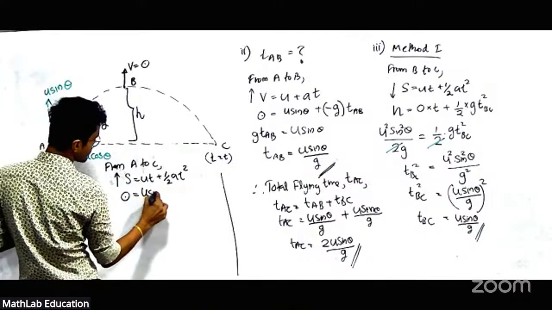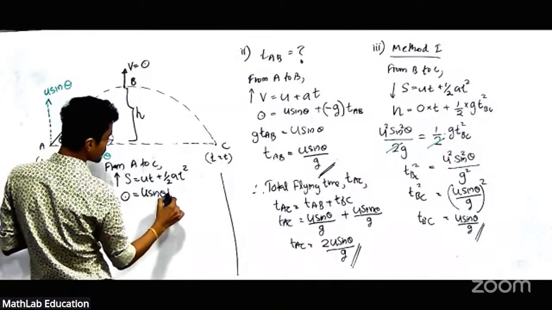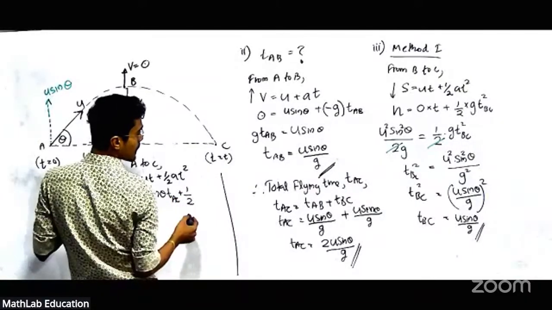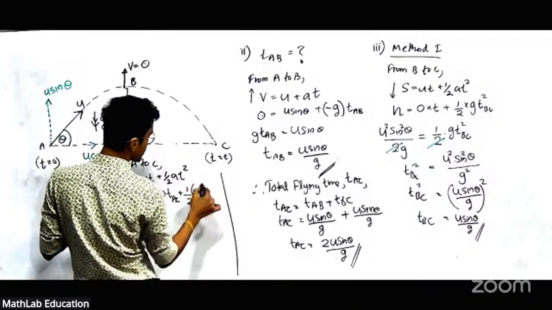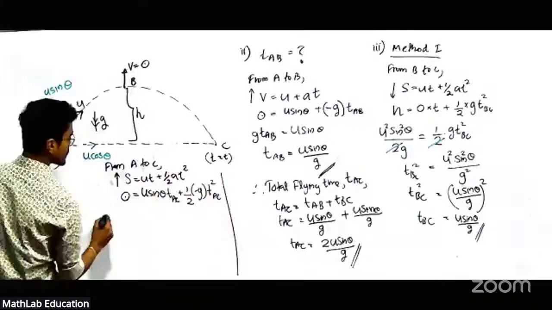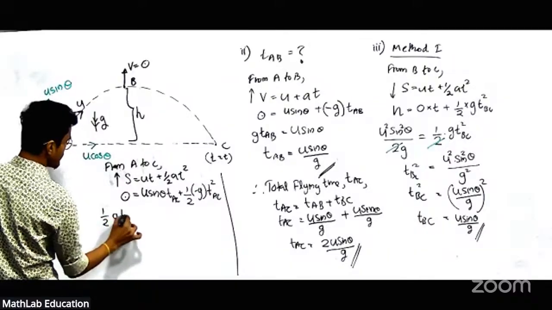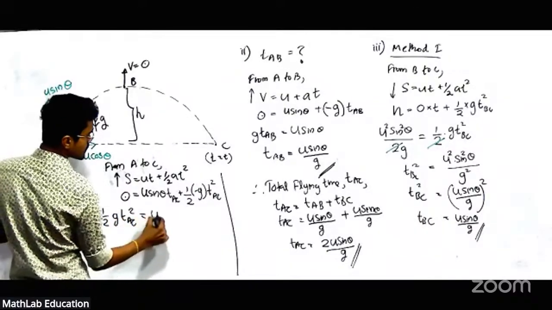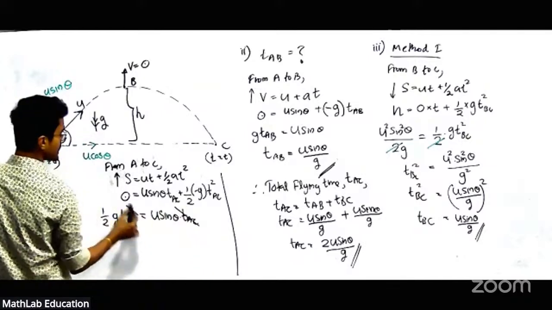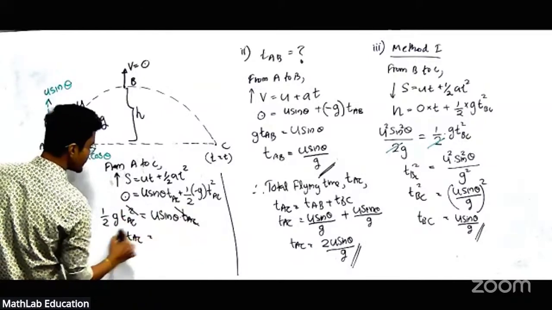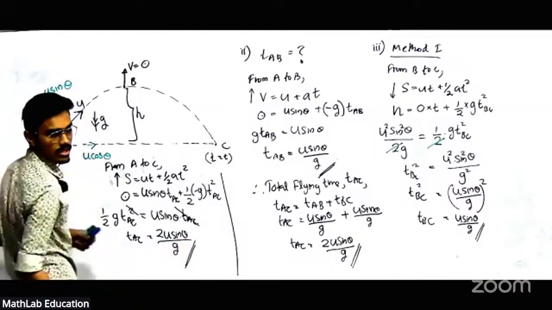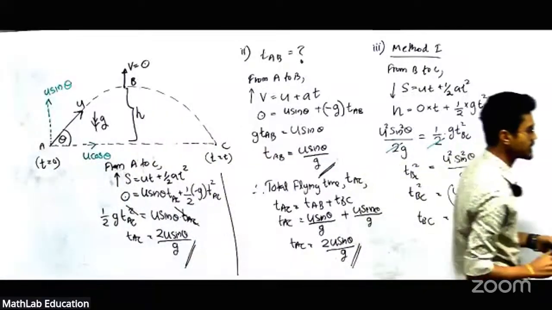And u is the velocity at A, vertically, u sine theta only. Now the time is T_AC. Applying the equation vertically upwards, g is vertically downwards, so minus g: 0 equals u sine theta T_AC minus half g T_AC squared. Take this to the other side: half g T_AC squared equals u sine theta T_AC. One T_AC cancels with one T_AC. Subject T_AC from here: T_AC equals 2u sine theta over g. So straight away, at once, we are getting this.